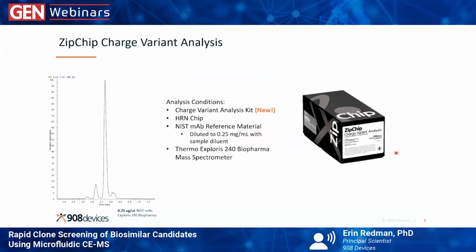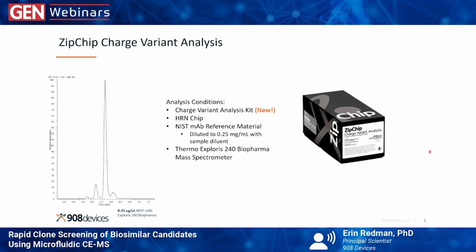The CVA kit is a fairly recently released product, and it offers improved sensitivity and ease of use compared to our previous kits for antibody analysis. And in Ruben's presentation, you'll see data from this kit and also some from our legacy kits.